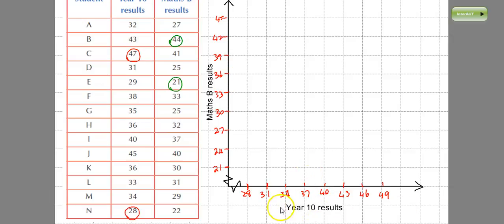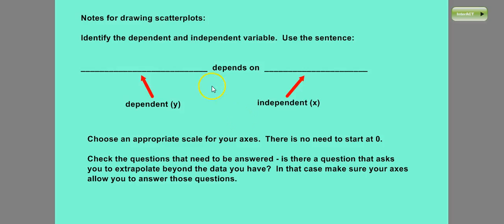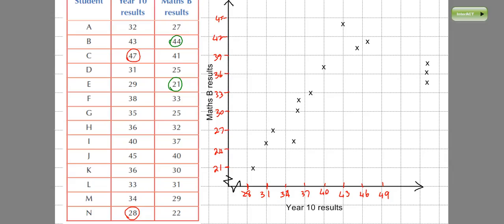Sometimes your scale needs to go beyond the data that you've been given so that you can make predictions beyond the data. So check the questions that need to be answered. Is there a question that asks you to extrapolate? I'll talk about that word later. Beyond the data you have, in that case, make sure your axes allow you to answer those questions.